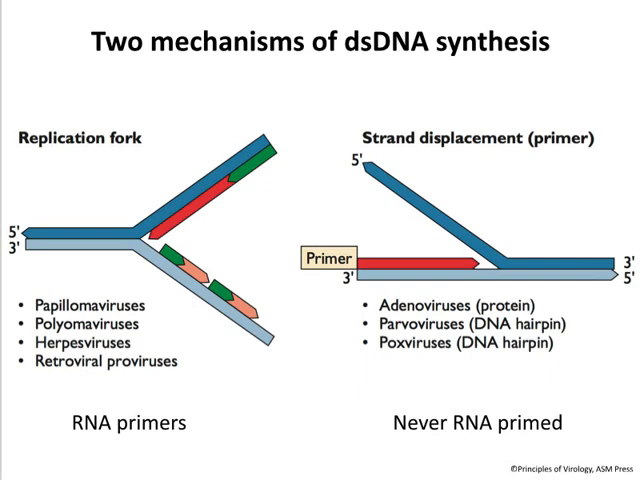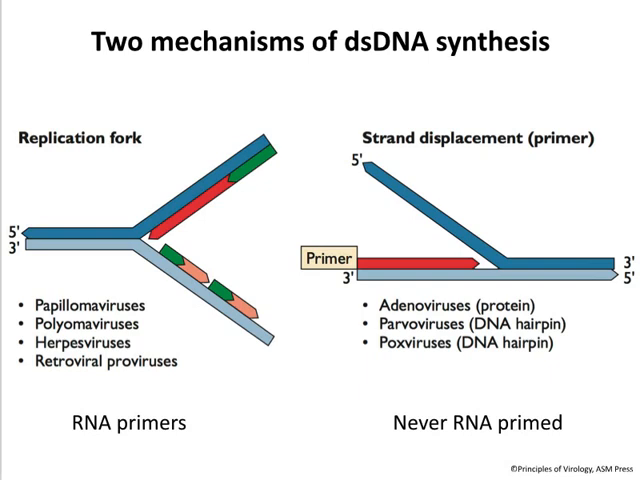The other kind of DNA synthesis is strand displacement, all right? And here, basically, we're copying one strand, and the other one is being displaced. The other one's not being copied right now. It might be copied later, but at the moment, only one strand is being copied. That's why it's called strand displacement. Adenoviruses, parvos, and pox viruses do that. It's never primed with an RNA. It's always some kind of DNA or DNA protein primer. For adeno, it's protein linked to DNA, and for the parvos and the pox viruses, it's a DNA hairpin. We'll go into this in a moment.